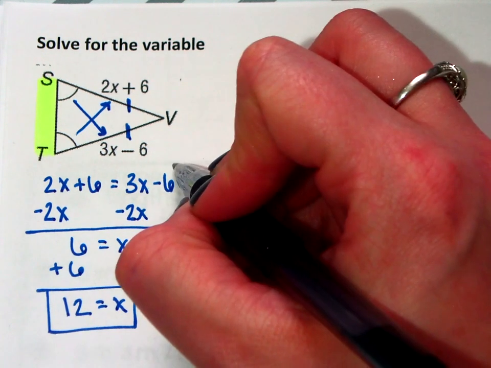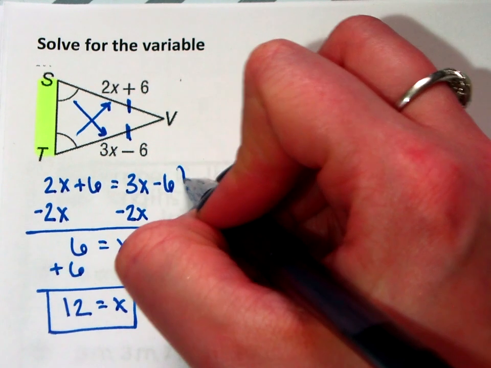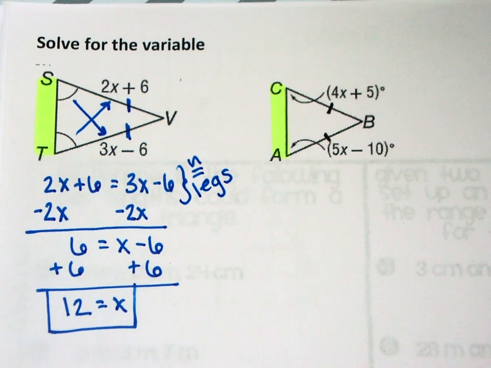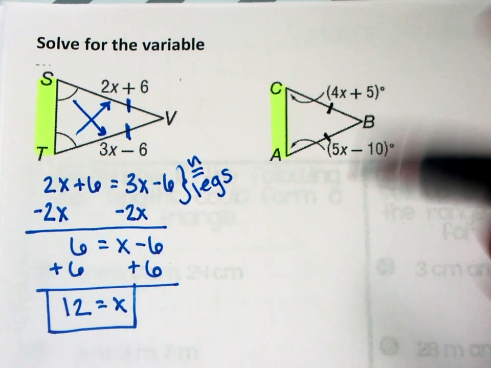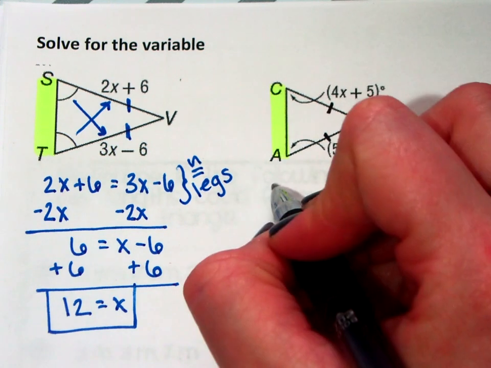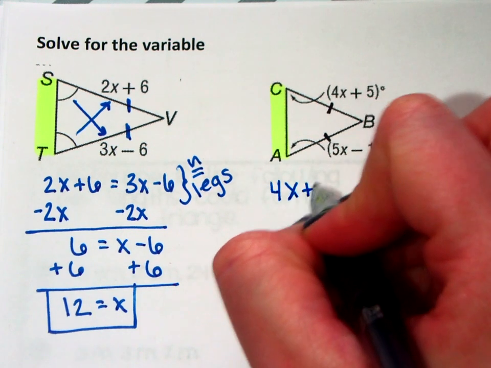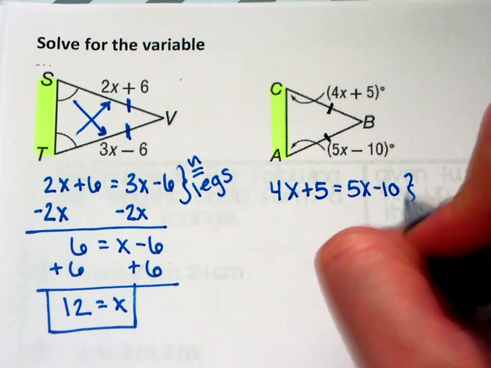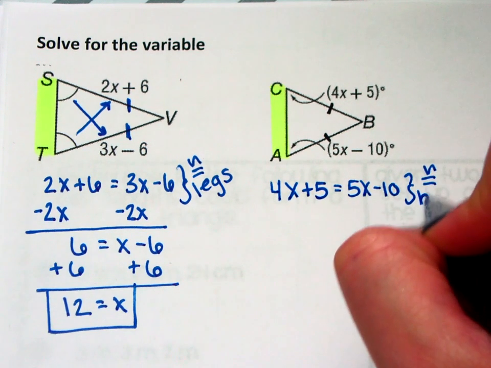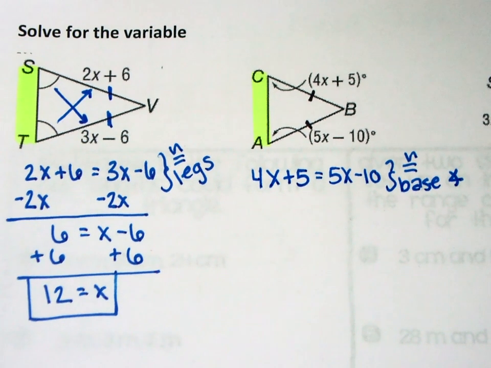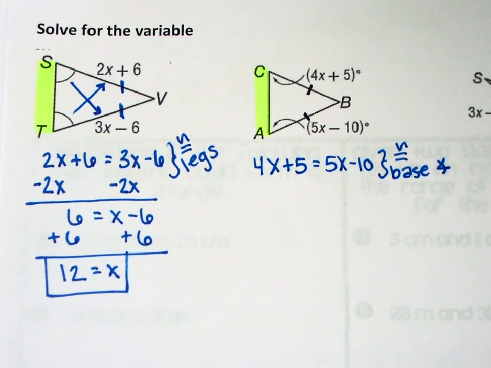Over here, I'm going to actually go back and add that they're congruent because you have congruent legs. On this one, these are now base angles because we have identified the base, and these are the angles sitting on the base. So that means we set them equal. 4x plus 5 equals 5x minus 10. And over here, I'm just going to put congruent base angles, just as a little reminder of how we know that those two angles are equal.